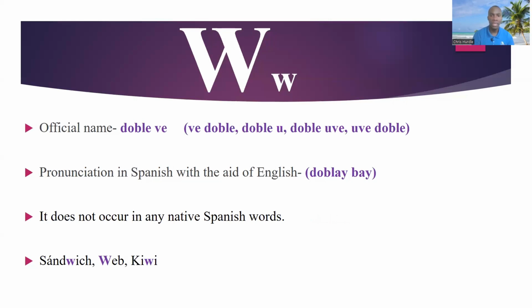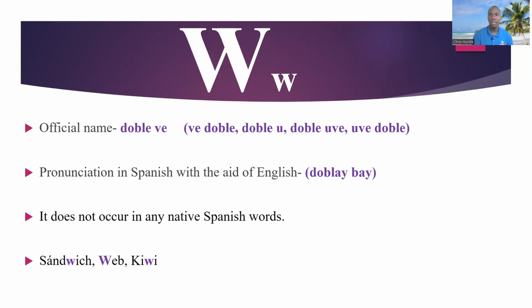W, double B. Now, there are lots of other names for the letter W: double B, double U, doble ve, and double ube. All refer to the letter W, and this will depend on the region. I chose double B.